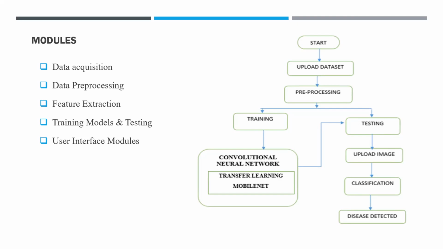This pre-processing divides the data into a training data set as well as a testing data set. The training data set uses the convolutional neural network. After performing the convolutional neural network processing, the output is fed as the input to the testing data set. Now we upload the image, and the image is classified and the plant disease is detected.